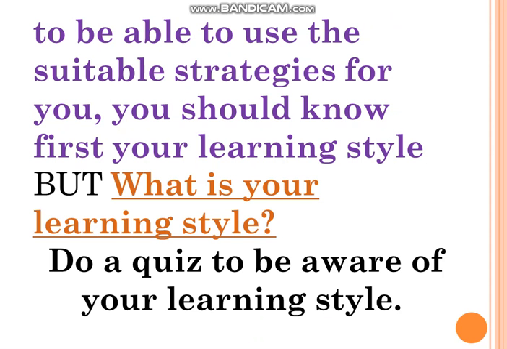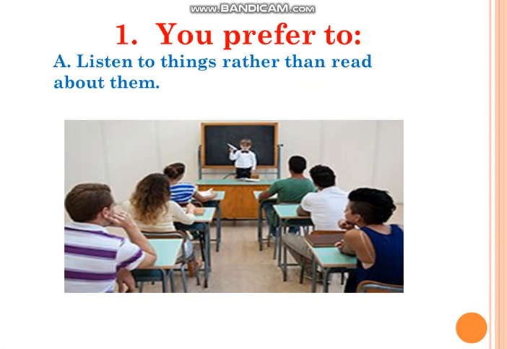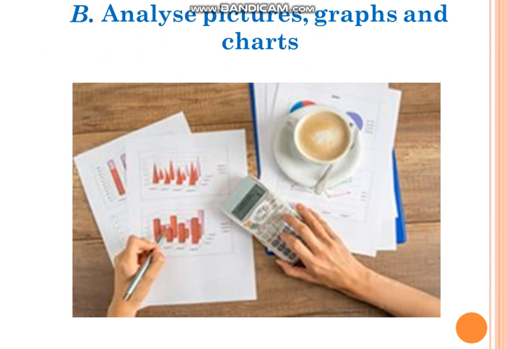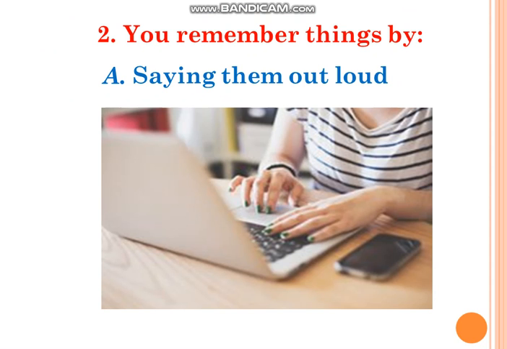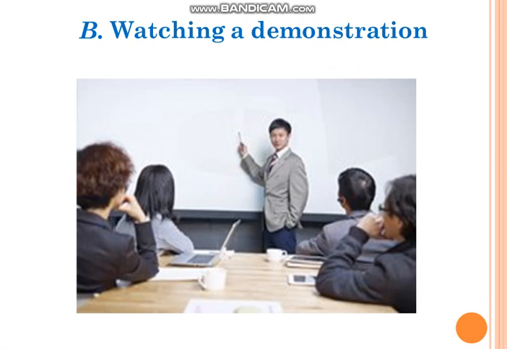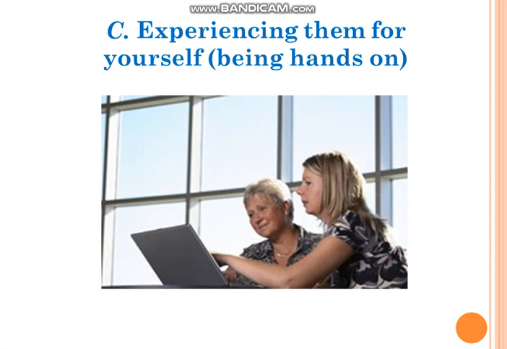So let's do a quiz to know what kind of style you are. You prefer to A. Listen to things of others and read about them. B. Analyze pictures, graphs, and charts. C. Handle physical objects and try to understand how they work. The second, you remember things by A. Saying them out loud. B. Watching a demonstration. C. Experiencing them for yourself, being hands-on.